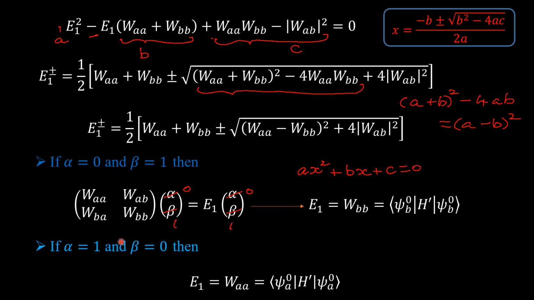So similarly for the other one, if alpha is 1 and beta is 0. Only now the first row exists. So W_AA times 1 is W_AA and W_AP times 0 is 0. So then E1 is equal to W_AA, which is equal to psi_A^0 H prime psi_A^0. So this also resembles the non-degenerate perturbation, because we made beta as 0. So this resembles the non-degenerate case.